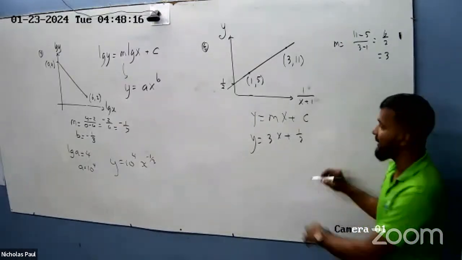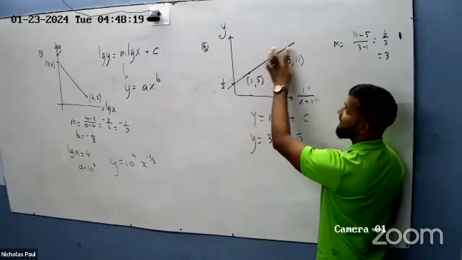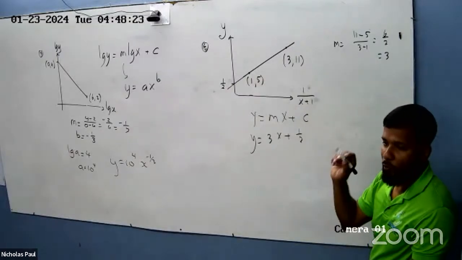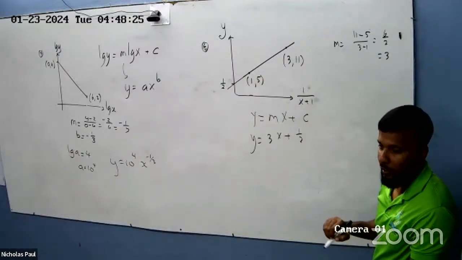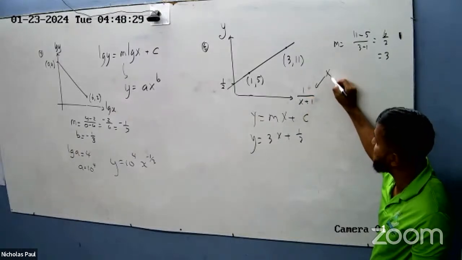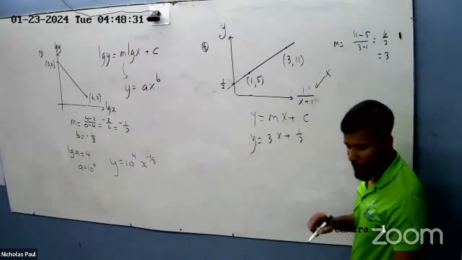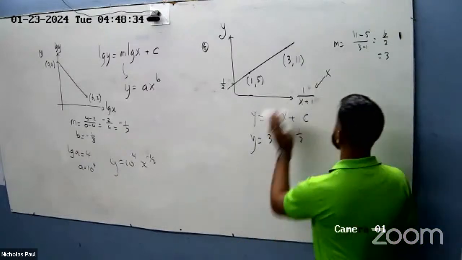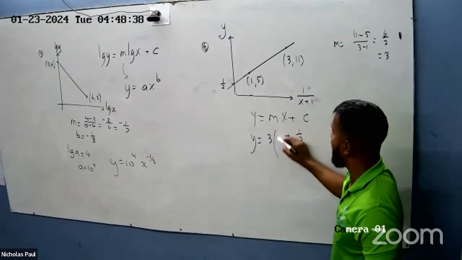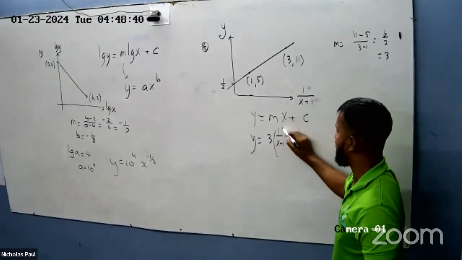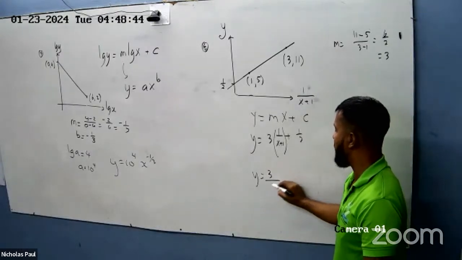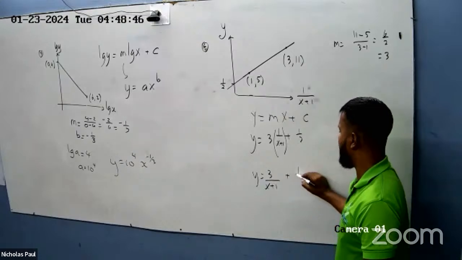The reason I have to help you here is because you can't find this equation by using y minus y1, because x is this term here. It's a little bit different. So the equation will look like this: y is equal to 3 over x plus 1, plus a half.